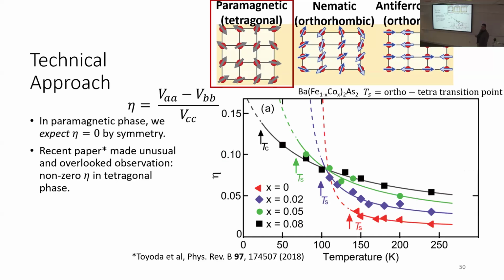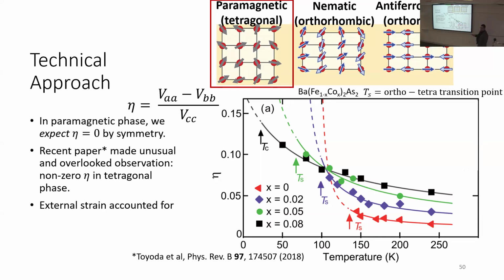However, a recently performed experiment in 2018 showed a very interesting result. They found that eta was not 0 in the tetragonal phase. So this is their data here, for this cobalt-doped barium 122. You can see eta on the y-axis, and on the x-axis we have temperature. These little arrows refer to the structural transition from tetragonal to orthorhombic, and these different colors refer to different cobalt dopings. The key thing to remember here is that none of these values are 0 within the error bars. In fact, they're all small but above 0. That is the critical thing, because they should be 0 by symmetry.